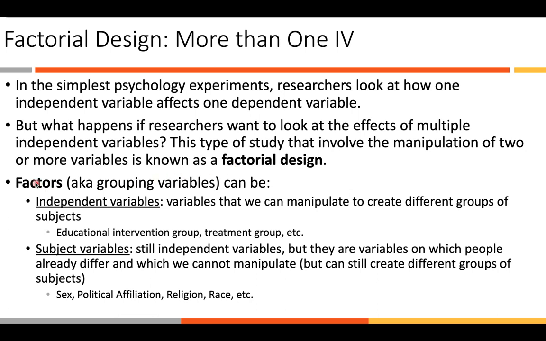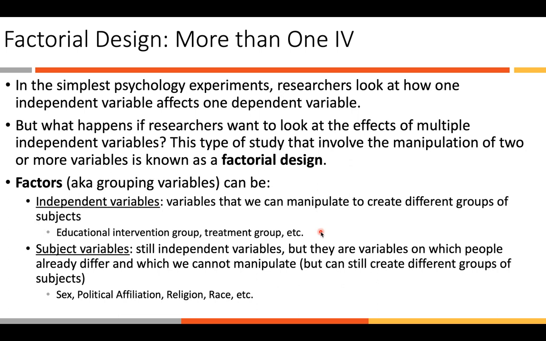Now we can think of these variables really as being what we call factors or our grouping variables. Those factors can be true independent variables, meaning variables that we manipulate in the world, right? True manipulation. So maybe we create an intervention group or we create a treatment group. We randomly assign half our people into the control condition and half our people into the treatment condition, and then we see what the effects are, right? We have changed the world.